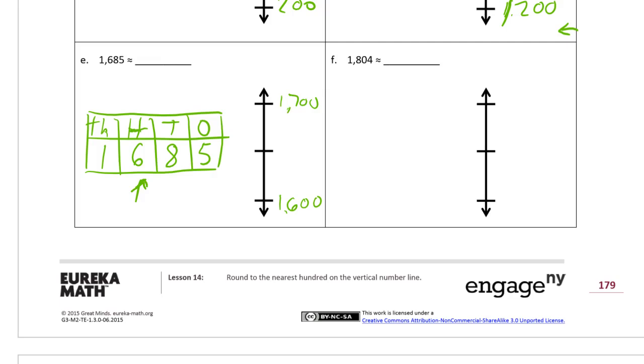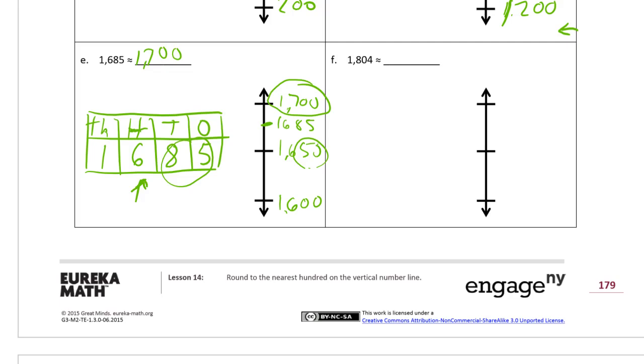And in between 600 and 700 is 650. So this is going to be 1,650 in the middle. And since this is 85, 85 is more than 50. So it's going to have to be up here somewhere. 1,685, which means it's going to be closer to 1,700.